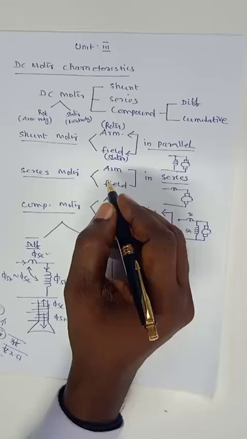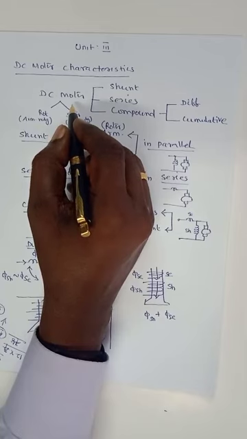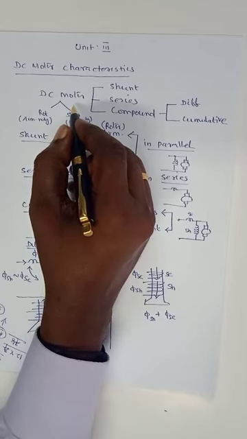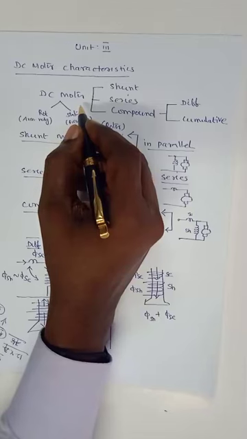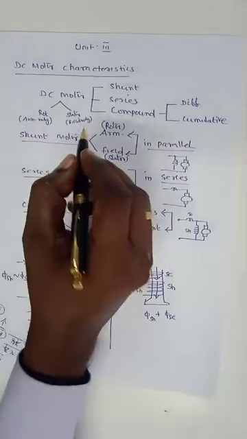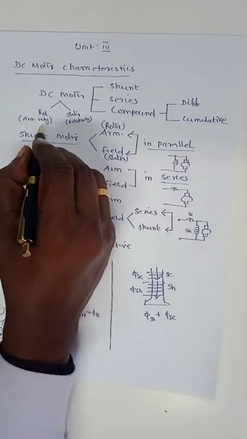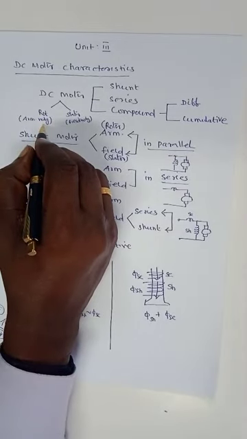Today we are going to discuss DC motor characteristics. We know that a motor converts electrical energy into mechanical energy. In a motor there are two main parts: one is the stator, another is the rotor. The stator consists of the field winding, and the rotor consists of the armature winding.